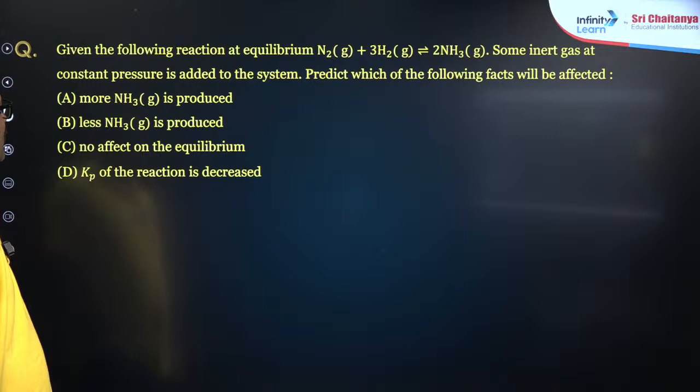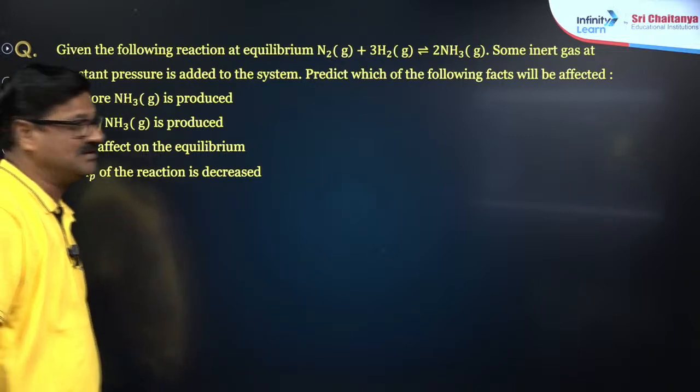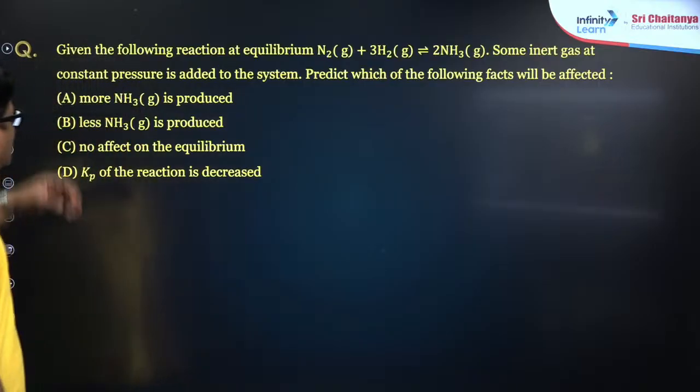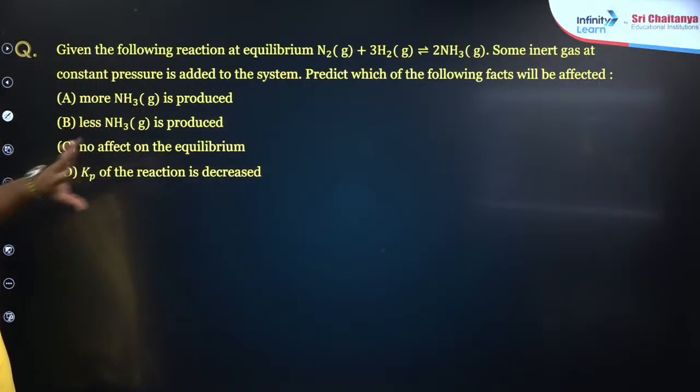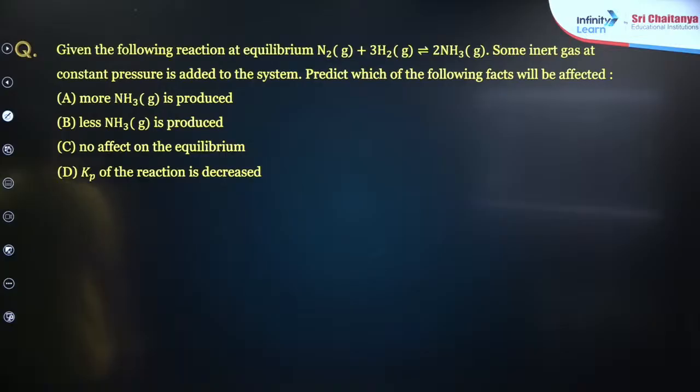Next, given the following reaction at equilibrium, N2 plus H2 gives 2NH3. Some inert gas at constant pressure is added to the system. Predict which of the following facts will be affected. Hurry up, hurry up. Refer to yesterday's class and you will understand how to solve this.